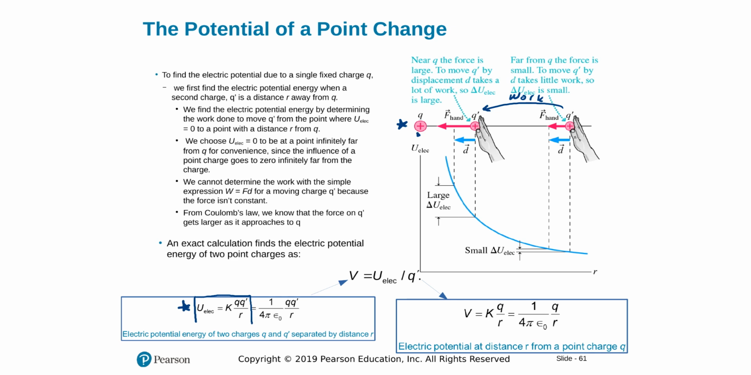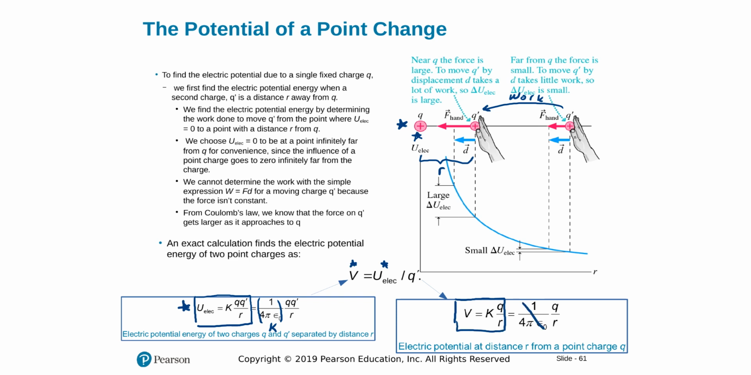Keep that in mind. Don't worry about this one here. This is simply K, so it's the same equation: K Q Q prime over R, at our distance away. The charge Q prime will have this electric potential energy. And if we divide electric potential energy by Q prime, we get the electric potential due to charge Q over here. We can easily see that this will give us this equation here.